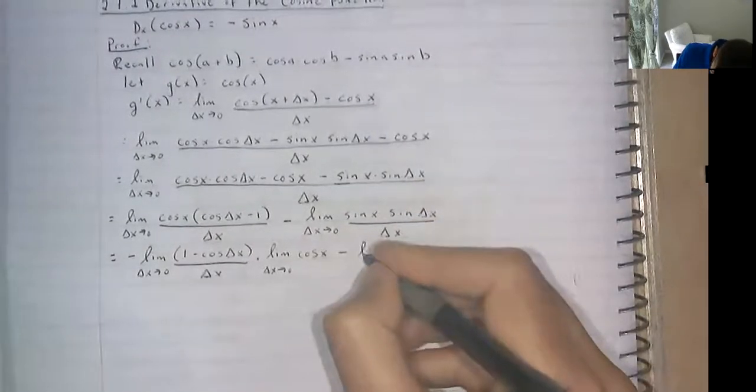Let's bring it home. This will become the opposite of the limit of delta x approaching 0 of 1 minus the cosine of delta x divided by delta x, times the limit as delta x approaches 0 of cosine of x, minus the limit as delta x approaches 0 of sine of x times the limit as delta x approaches 0 of sine of delta x divided by delta x.